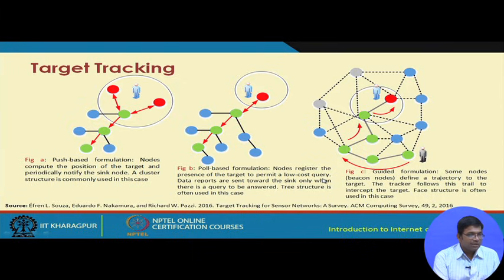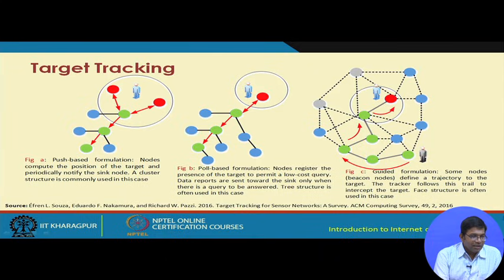So, in other words, the nodes are going to send out, are going to poll all the other nodes to see if there is any object in their locality, that means within their sensing range. So, this is the poll-based approach. Every node is going to be polled periodically.